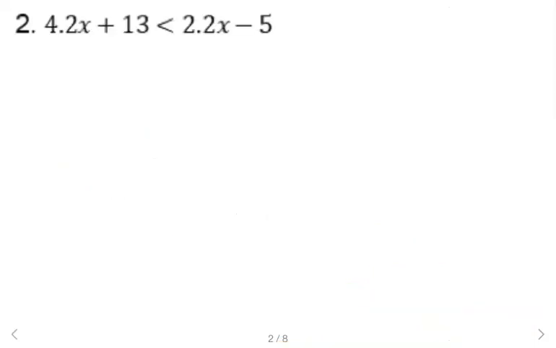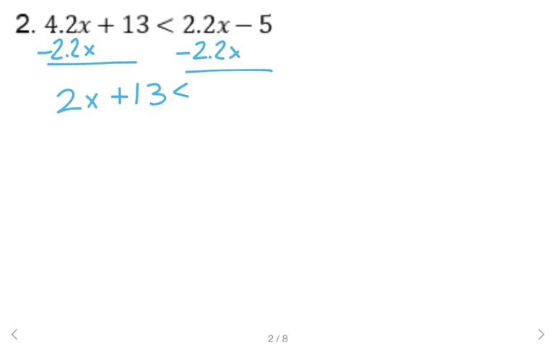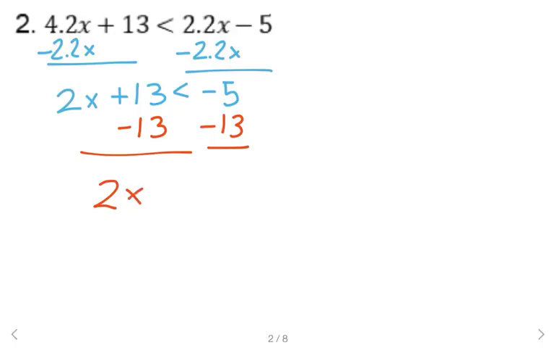This time we've got some decimals. We've got variables on both sides, so let's get those variable terms together on one side. So subtract 2.2x from each side. We get 2x plus 13 is less than negative 5. And then to get rid of the plus 13, we'll subtract 13. At this point, we're at a two-step inequality. So we have 2x is less than negative 18.